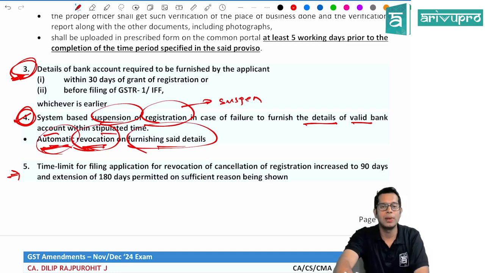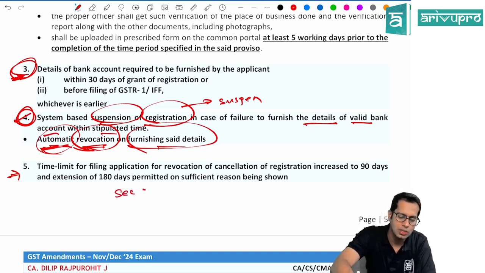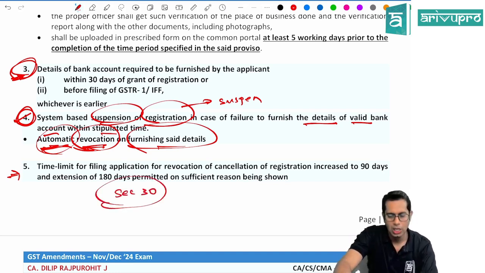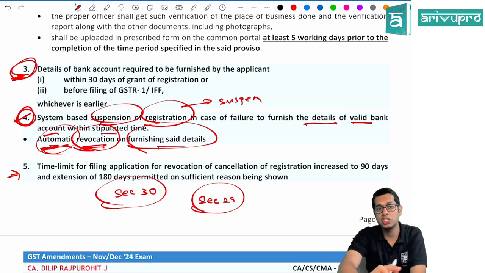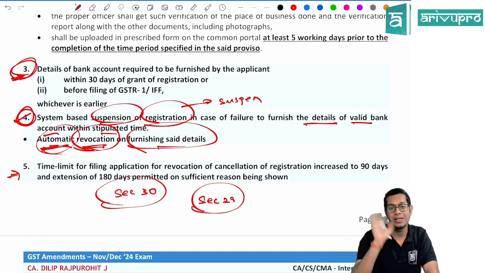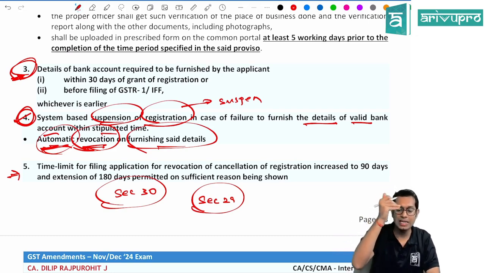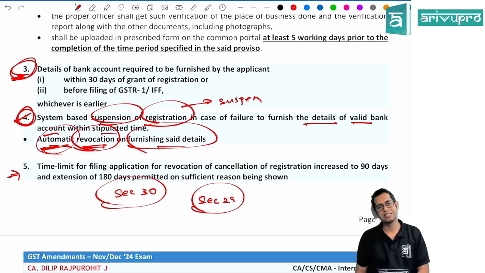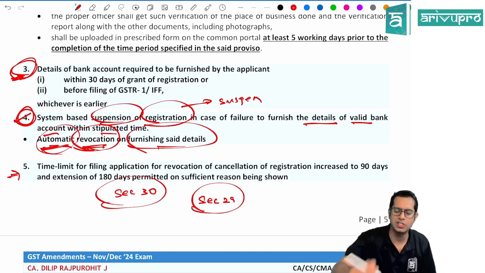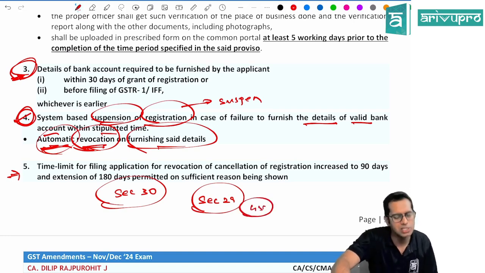Then, extension of time limit for revocation. Section 30 talks about revocation of cancellation. Section 29 gives the details of different cases or scenarios where registration can be cancelled by the proper officer, which is nothing but the GST officer.